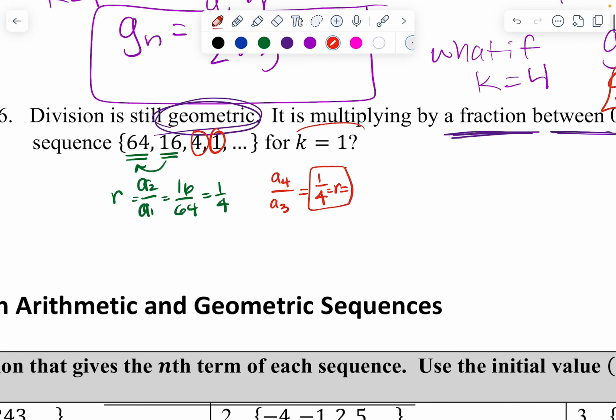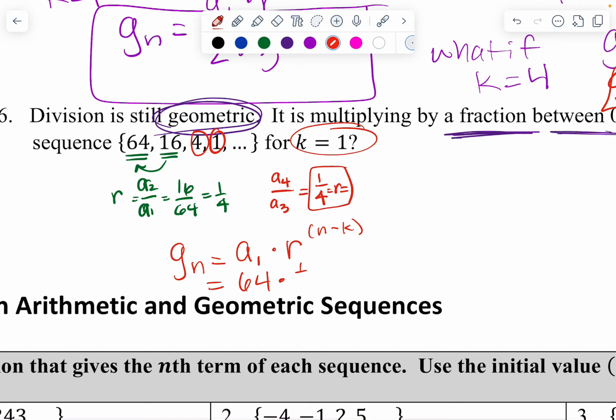So when k is 1, that means the nth term equals g sub k times r to the n minus k. Well, in this case, the first term is 64 times r to the n minus 1.